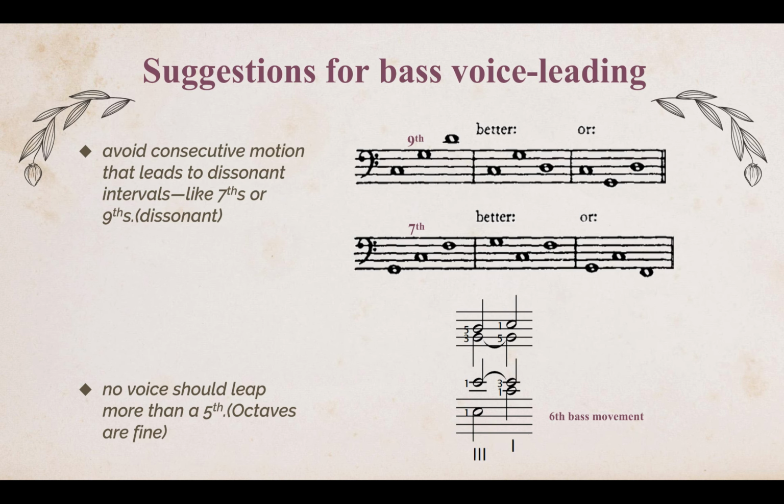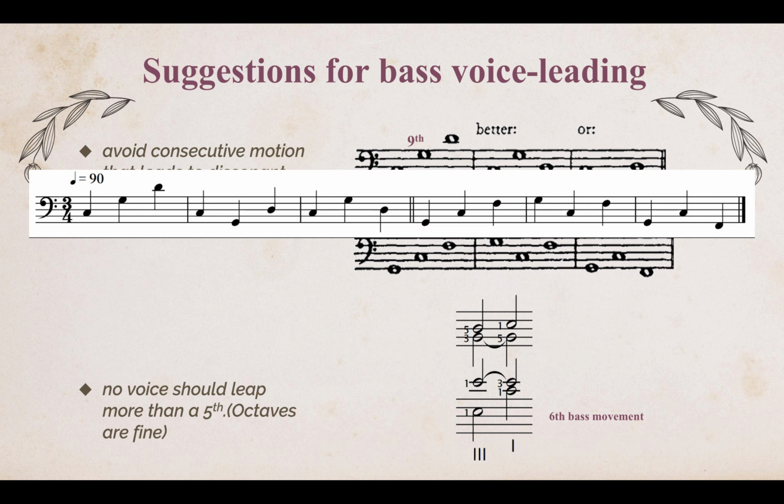Now, even though we haven't been too strict about bass motion, it's still the most prominent outer voice, so we should follow a few basic suggestions to avoid clunky writing. First, try to avoid consecutive motion that leads to dissonant intervals, like 7ths or 9ths. The better option is to adjust 1 or 2 voices, so you get contrary motion instead. Let's listen to an example.